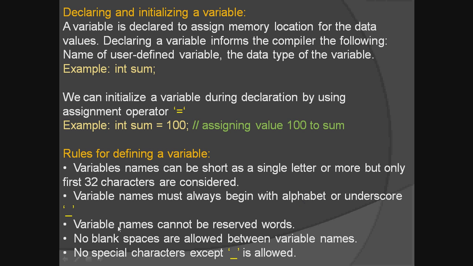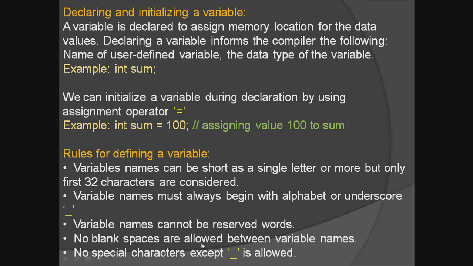Variable names cannot be reserved words, which we have just seen, keywords. So a variable name can never be a keyword. Suppose int is a keyword, so you cannot write int int. You cannot use int as the variable name, because the compiler will detect that this is not a variable name. You cannot have two data types written at the same time, which will result in an error.